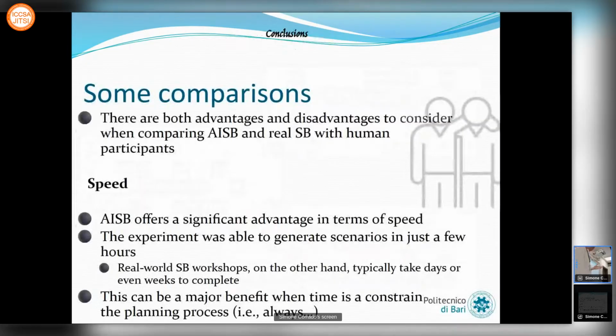In the conclusions, they are not definitive conclusions. The path is very long. It is undoubted that there is an advantage in terms of speed. It took a couple of hours, 10 hours at worst, to generate scenarios.